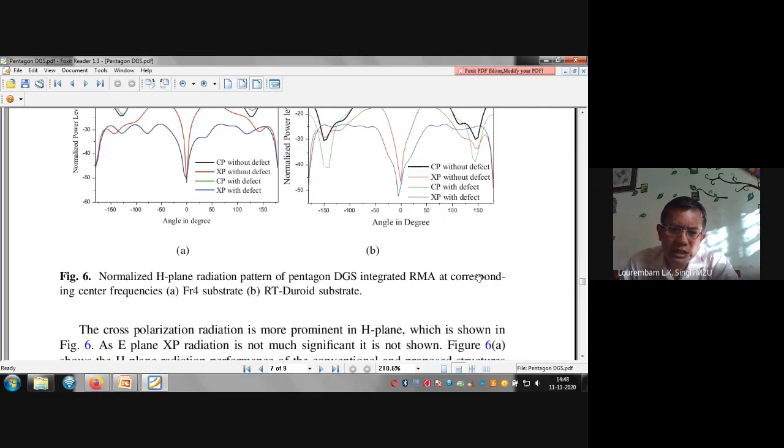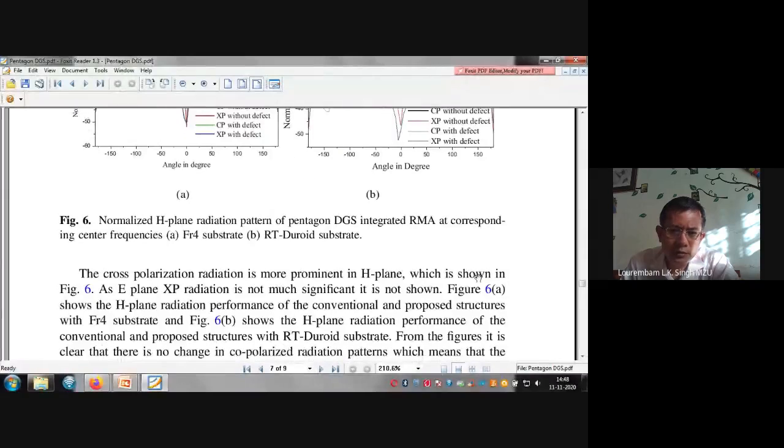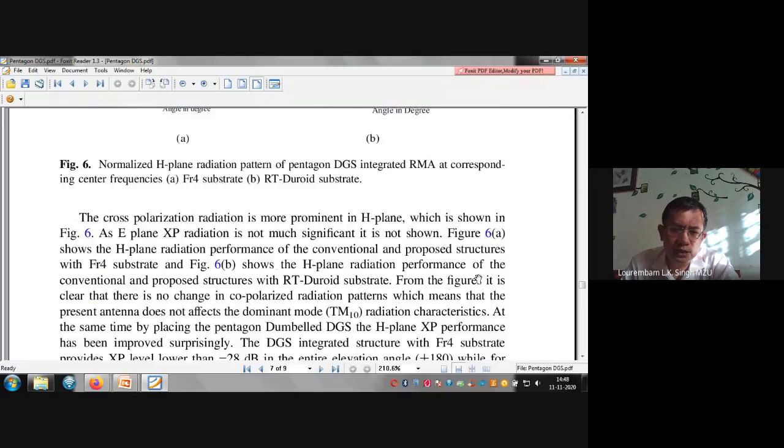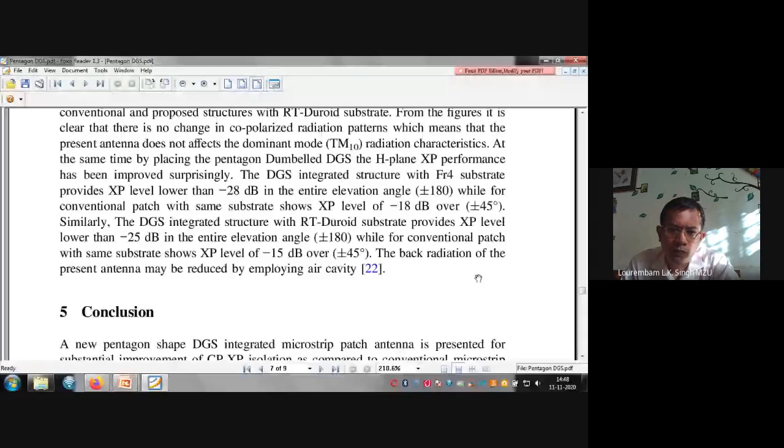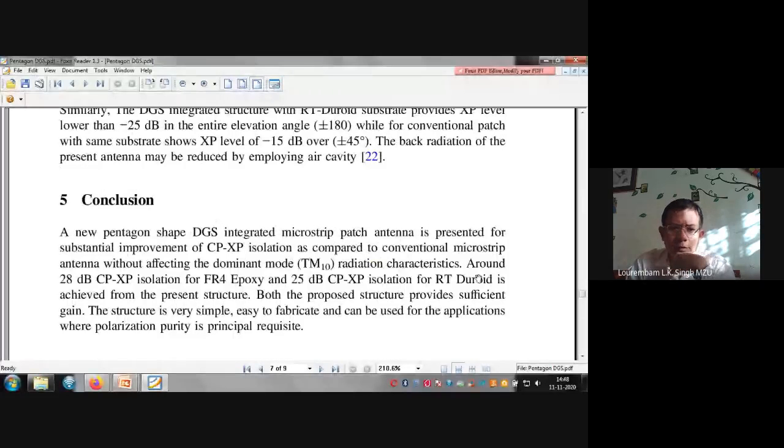So in this case we found that we are able to suppress the cross pole. So 28 for the FR4 and around 25 for the two different substrates we have studied, like this.